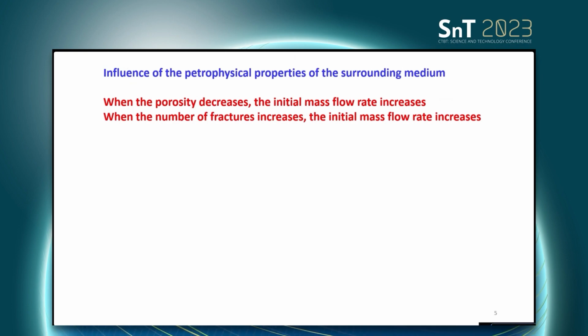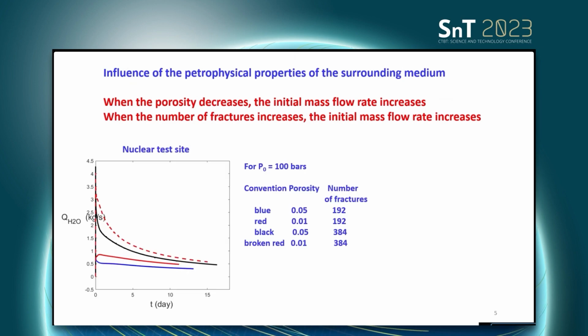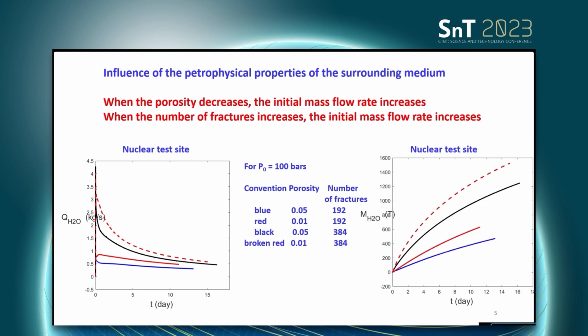Next, we made systematic studies of the influence of the petrophysical properties, but I don't want to detail them here. Just two sentences. When the porosity decreases, the initial mass flow rate increases. When the number of fractures increases, the initial mass flow rate increases. These are some of the results.